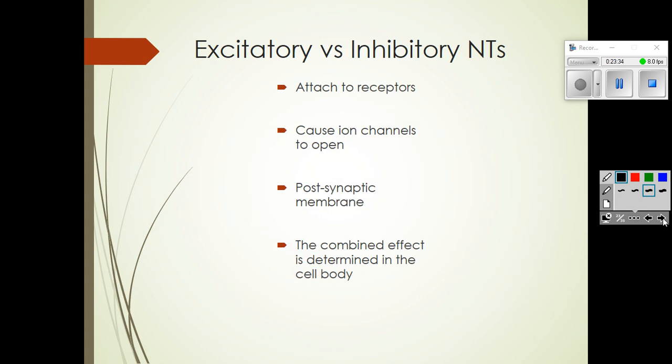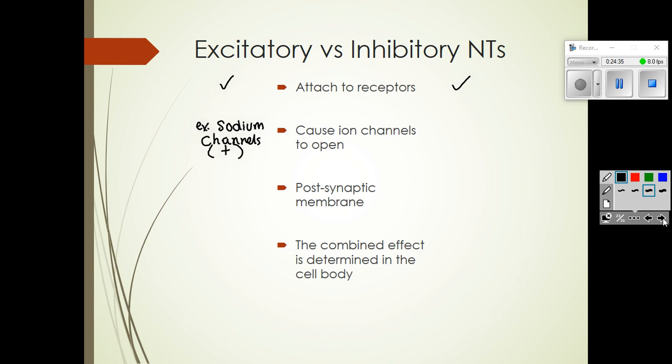So there are excitatory and inhibitory neurotransmitters. They do different things once they attach to receptors. Now, the first point is something that they both do. They both attach to receptors. If the neurotransmitter is called an excitatory neurotransmitter, when it causes ion channels to open, it will cause, for example, sodium channels. The key thing there is that sodium channels let a positive ion go into the postsynaptic membrane.